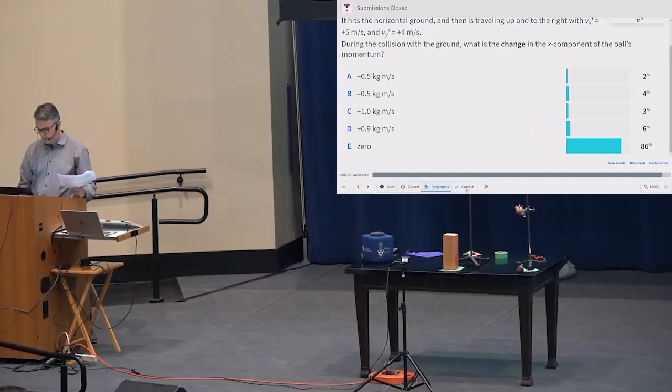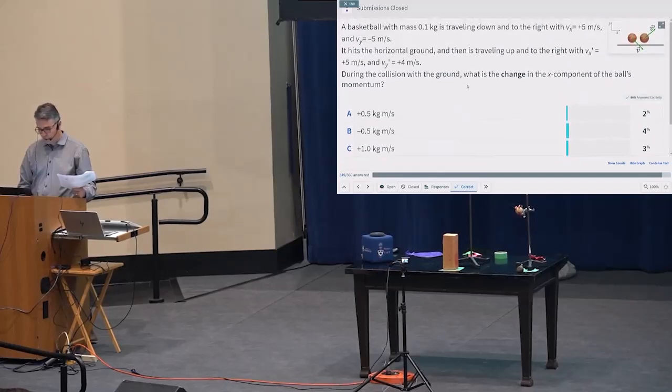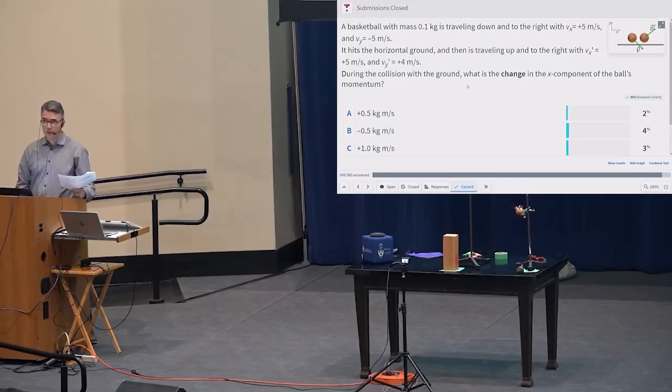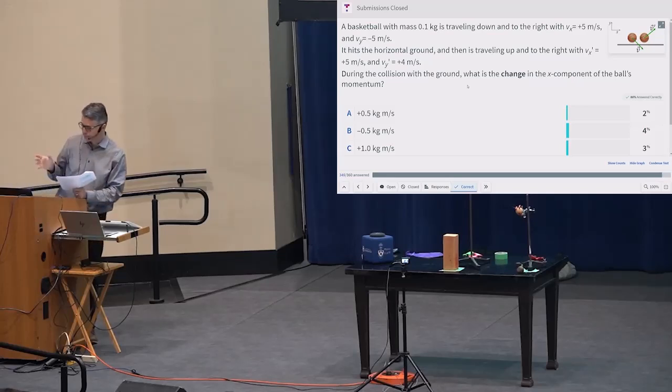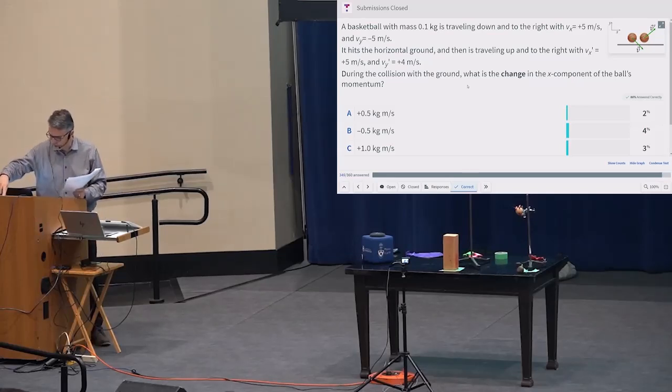So a lot of you said that there's 0 change in the x component of the momentum. Okay. So once again, it's sort of like Newton's second law. It's really 2 Newton's second laws because it's a vector equation. This impulse is a vector. So it's a change in momentum that you have to resolve into components.